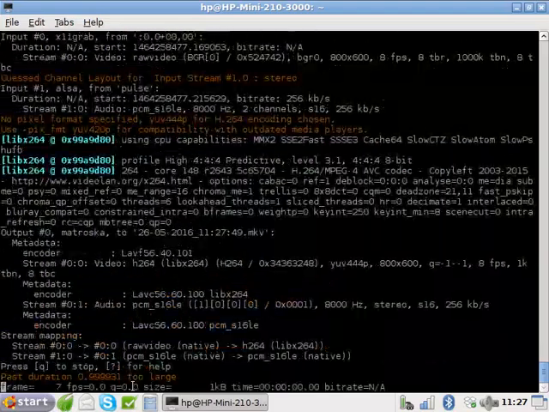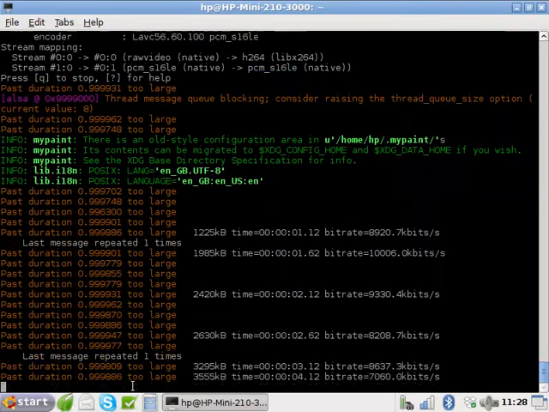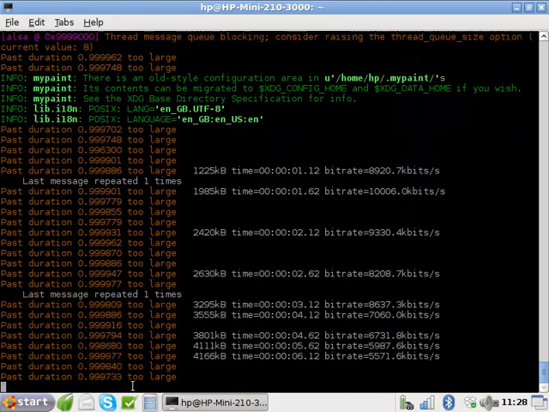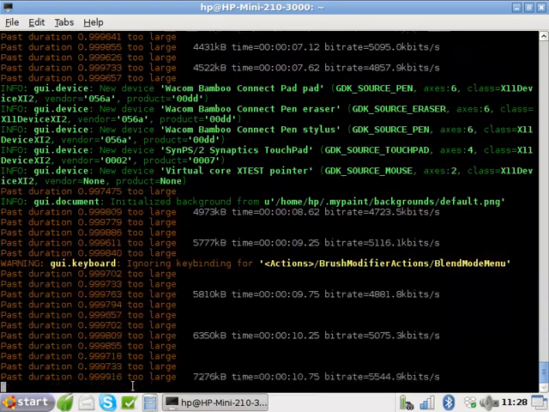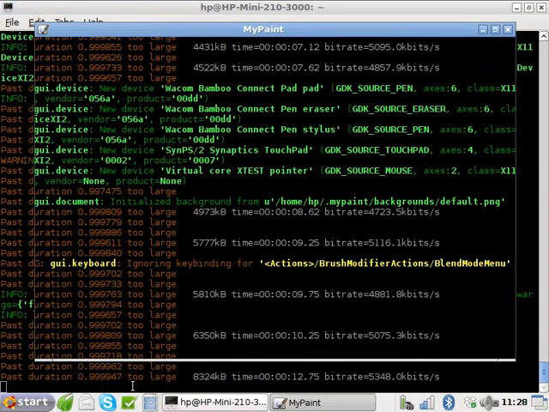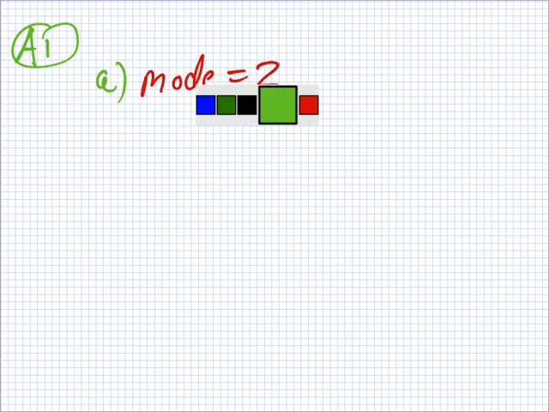Number of driving test attempts made by 35 people until they pass. Find the mode of the number of attempts taken to pass. Okay, so the mode is clearly 2. It's the biggest one. You can see that as 2. So let me just write that down. So this is A1a. The mode equals 2.